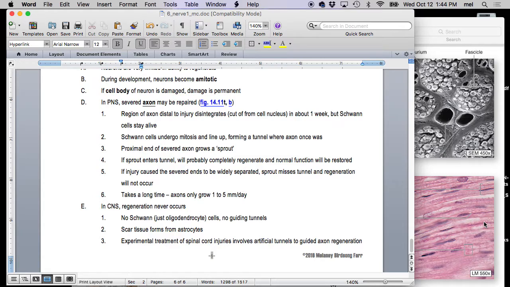And the answer is yes, with an asterisk. First off, in the lab there are a lot of experimental treatments going on to try to make an artificial tunnel that will guide the regeneration of the axon. And if you can get it in there fast enough, theoretically, you could keep the scar tissue from forming. But then the other experimental treatment of spinal cord injuries, I don't know if you guys have heard, you probably have, is embryonic stem cell research.